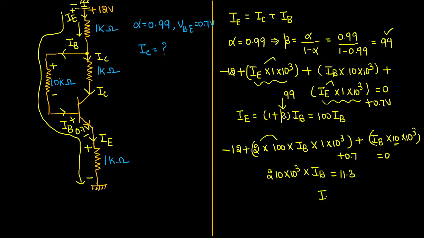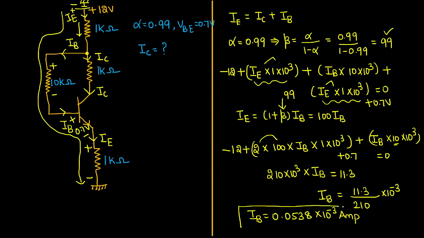From this, I can say the value of base current finally will be equal to 11.3 upon 210 into 10 power 3. You can pass it to the numerator. It will become 10 power minus 3. Now, 11.3 upon 210 will give you the actual base current. The value of base current will become 0.0538 into 10 power minus 3 ampere.